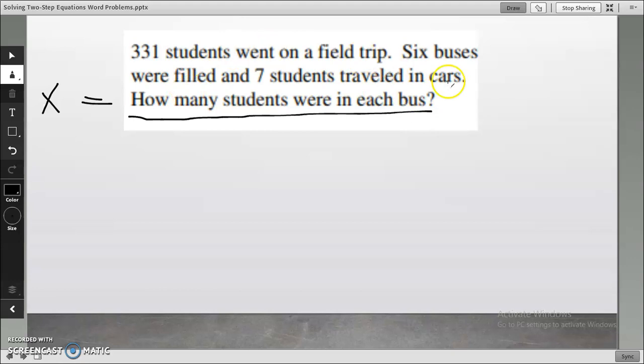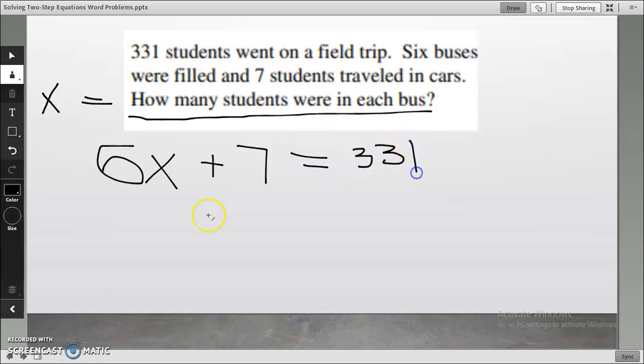All right, so I know that there were 6 buses. So 6 times x should tell me how many were in those buses, right? There were an additional 7 students that traveled in cars. And then there was a total of 331 students. So now I have an equation, I can solve it.